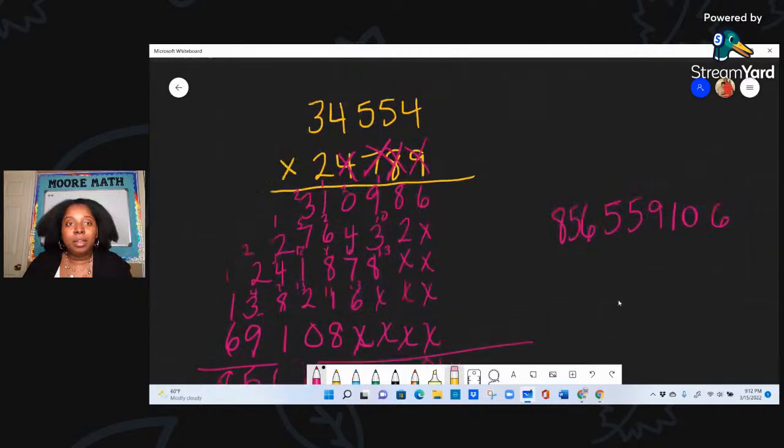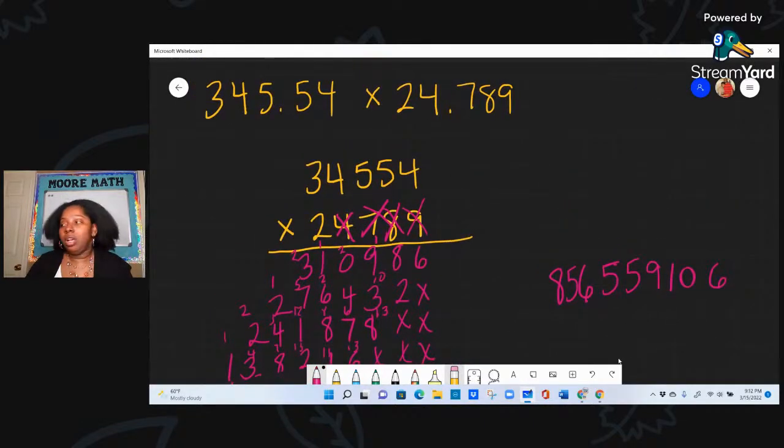And then we got to go back to the decimals. So how many numbers are after the decimal in this first number up here? Okay, hopefully you can see there's 2 numbers after the decimal. And how many numbers are after the decimal in the second number? There's 3 numbers after the decimal. All together, your answer should have 2 plus 3 is 5. Your answer should have 5 numbers after the decimal.